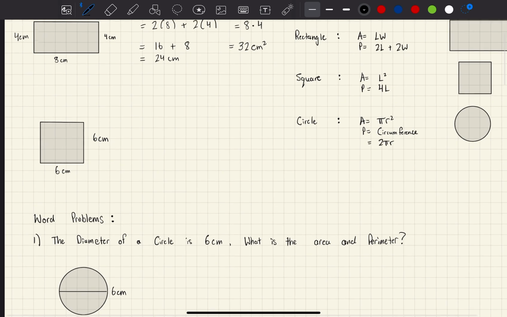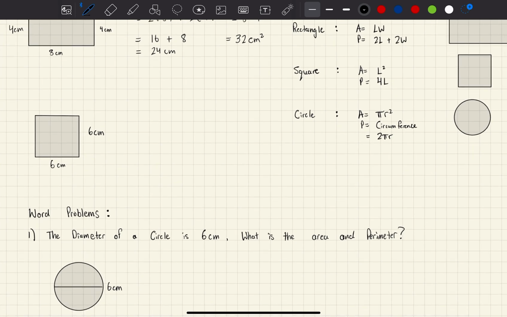Okay, moving on to our square here. Let's first solve for the perimeter. So the perimeter, we can write down our formula, is 4 times the length, which makes sense because we're going to add all 4 sides. So that would also be equal to length plus length plus length plus length, right? Which is 4L. So solving for that, we have 4 times our length here is 6. 4 times 6 is 24 centimeters. Good.